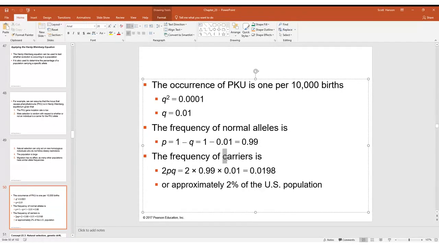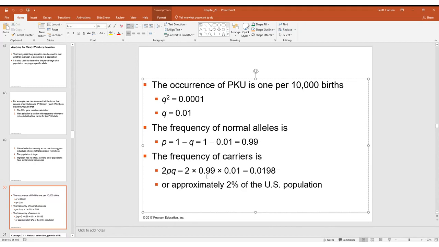And the heterozygotes are called carriers because they have the recessive allele, but they're not expressing the recessive allele. So they're called a carrier then, just like a carrier for hemophilia or a carrier for color blindness or whatever. So approximately then, if you convert this to a percentage, it's approximately 2%. So approximately 2% of the US population is a carrier for the PKU allele.